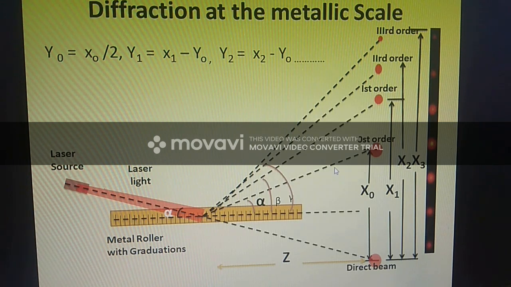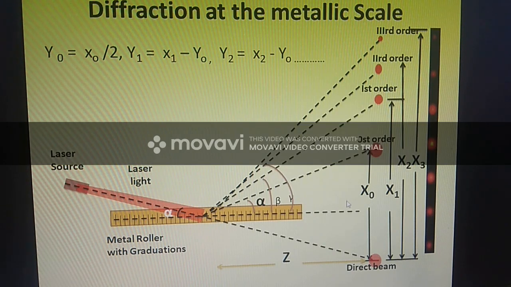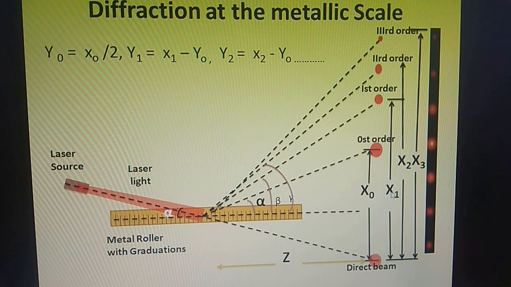So for that purpose, the distance x0 can be exactly divided into 2. So x0 divided by 2 is equal to y0. From the direct beam to the first order, x0, if we divide this, we can say this is y0. Next, from the direct beam to the first order x1, you remove y0: x1 minus y0 is y1.